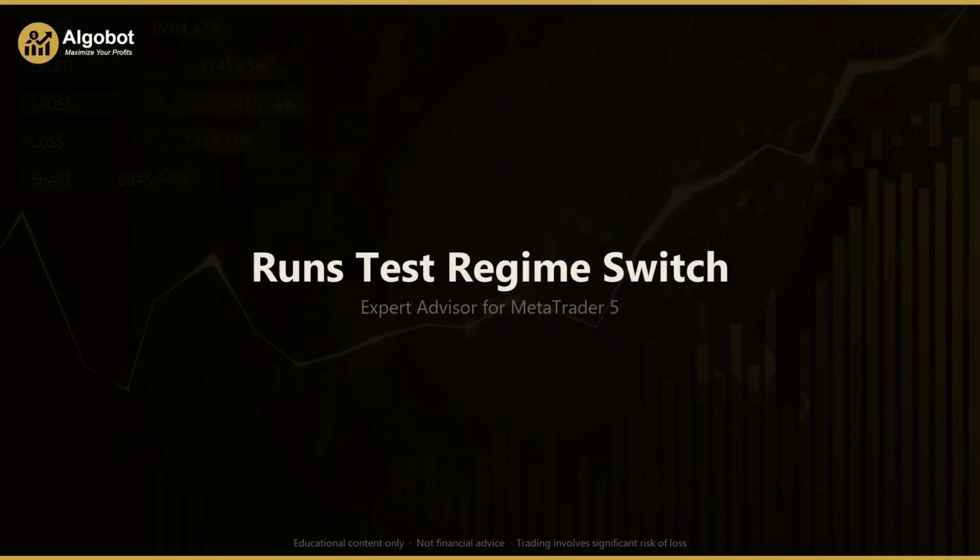I'm your host, and today we're exploring an expert advisor for MetaTrader 5 called Run's Test Regime Switch. This one is built around a classic statistical tool, the Wald-Wolfowitz Run's test, and it uses that test to judge whether the market is trending or ranging. Then it switches between two completely different playbooks to match. By the end of this video, you'll understand the statistic, the entry and exit rules, and the code that ties it all together. Let's get into it.